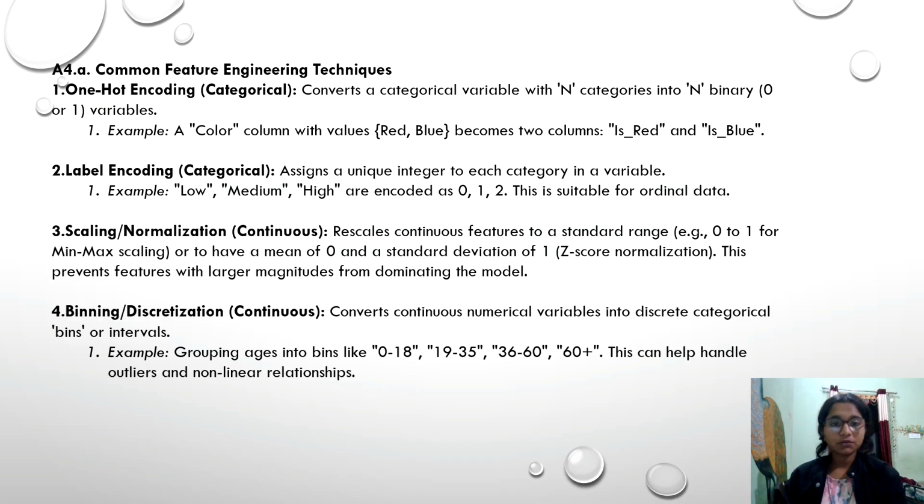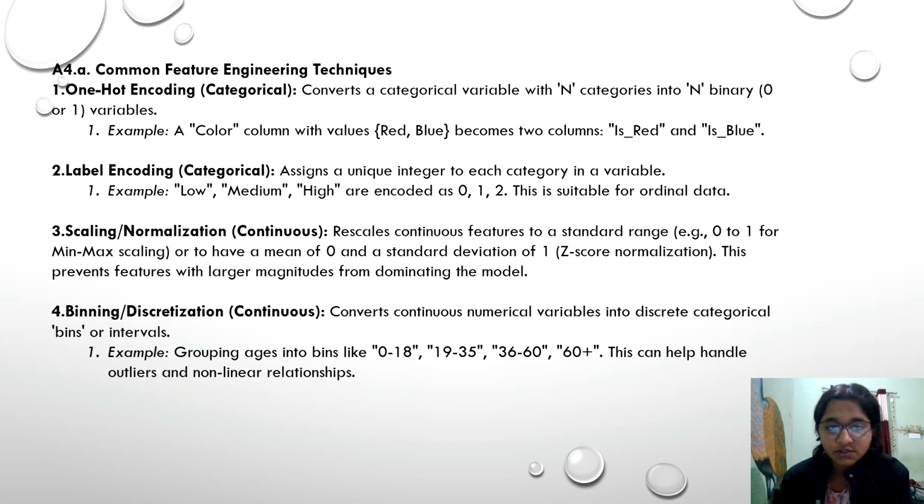In one-hot encoding, convert a categorical variable with n categories into n binary variables. Example, a color column with values red and blue becomes two columns, is red and is blue. Label encoding assigns a unique integer to each category in a variable. Example, low, medium, high are encoded as 0, 1, 2, which is suitable for ordinal data.